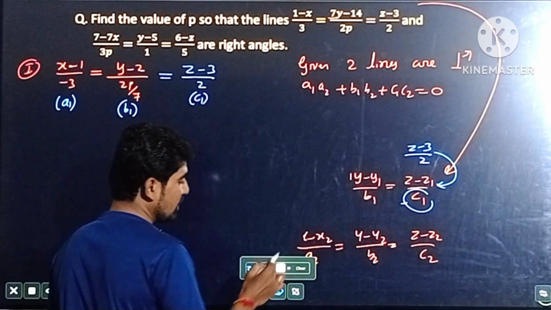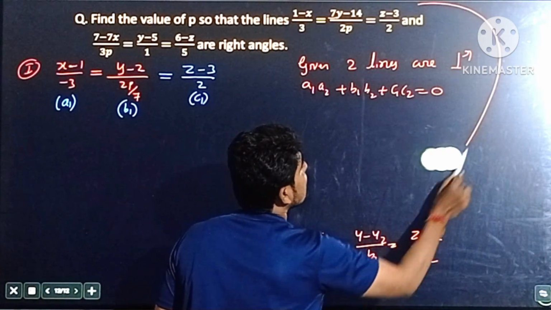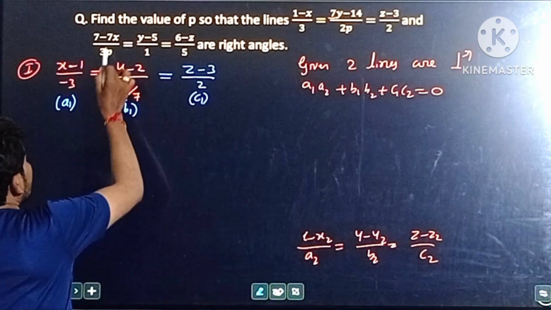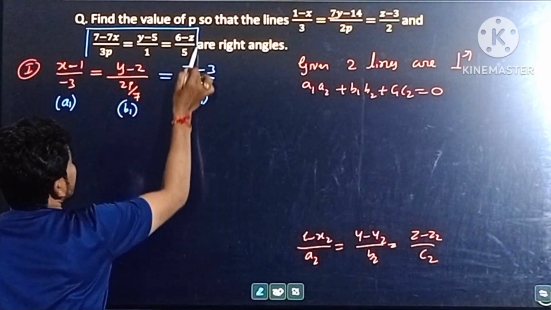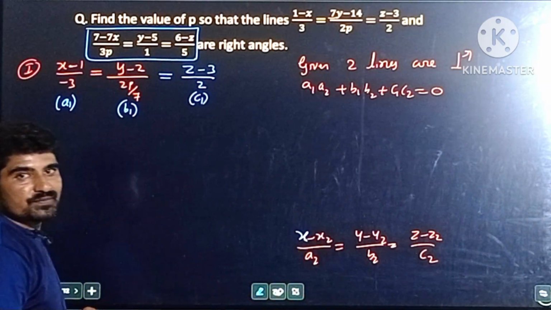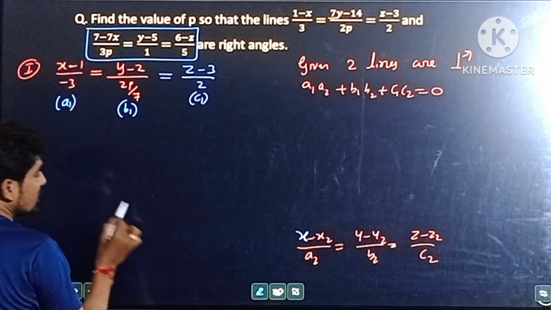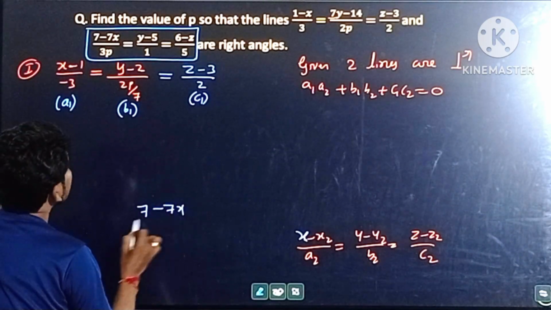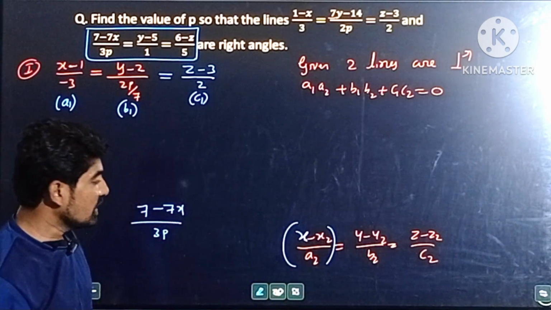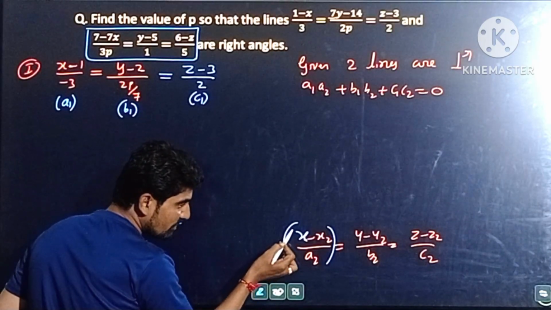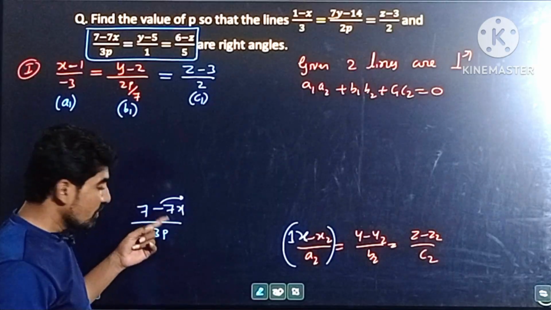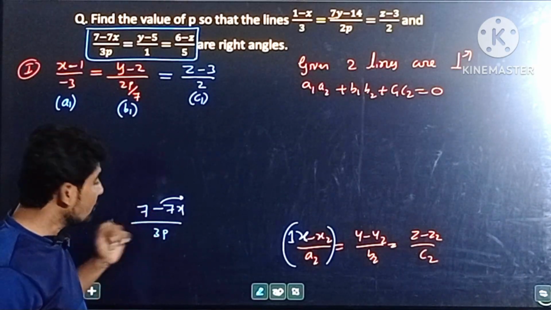Similarly, to identify the values of a2, b2 and c2, compare this second given line with the standard equation of the second line. Here the first term is 7 minus 7x divided by 3p, but the standard first term is x minus x2 divided by a2, where the coefficient of x is plus 1, but here it is minus 7. To make it 1, we need to divide both numerator and denominator by minus 7.